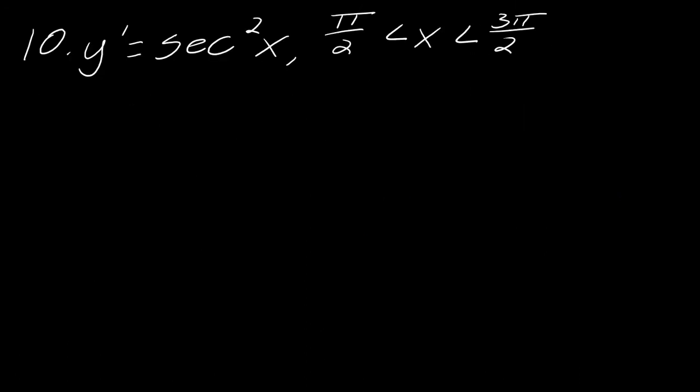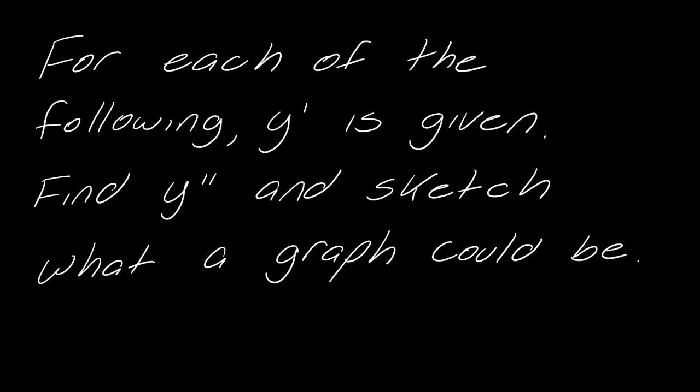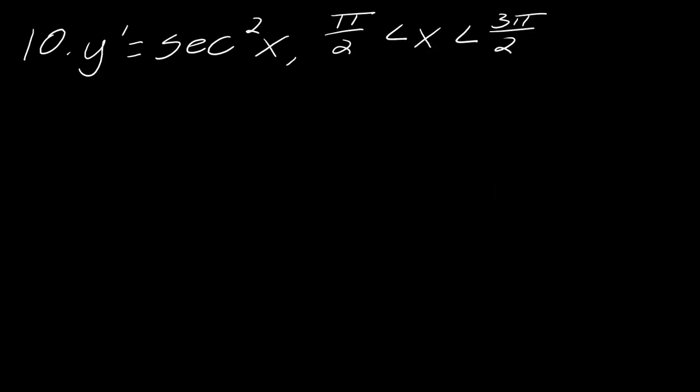All right, so for number 10, we've got y prime given, and we are going to find y double prime and then sketch what a possible graph should be. So I do want to point out here, y prime is secant squared x. Notice that in this case we do have a restricted domain, and at pi over 2 and 3 pi over 2, this function does not exist, so it's nice that this was restricted. So let's go ahead and find y double prime. To do that, we're going to have to use the chain rule. Just as a reminder, this is equivalent to, I'll write it on the side, secant x squared, right? Those two things are one and the same, so you have to use the chain rule for this derivative.